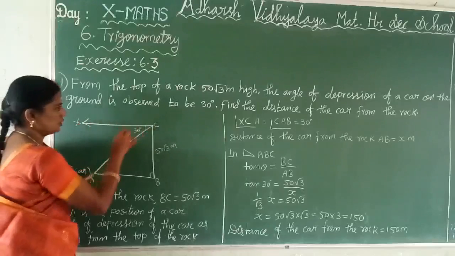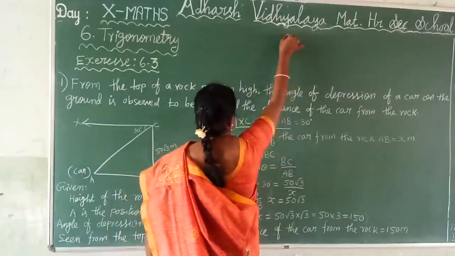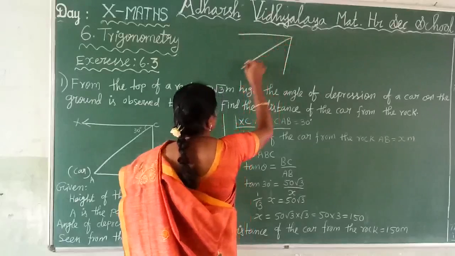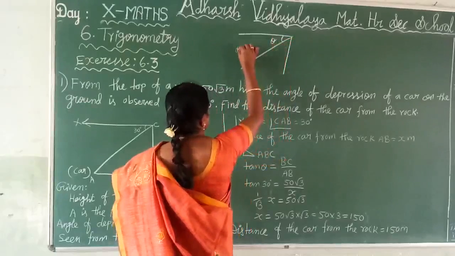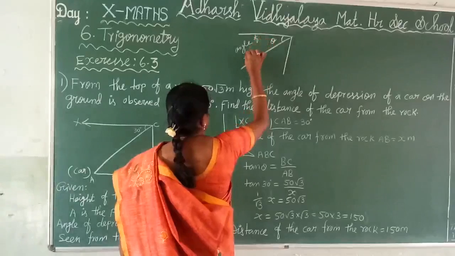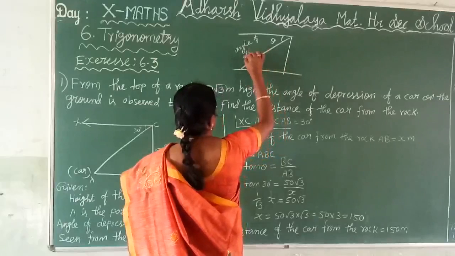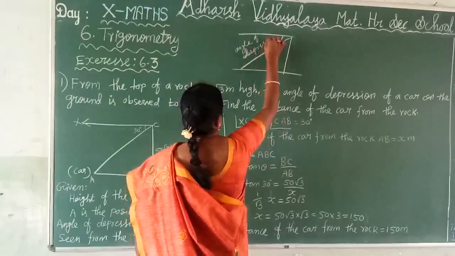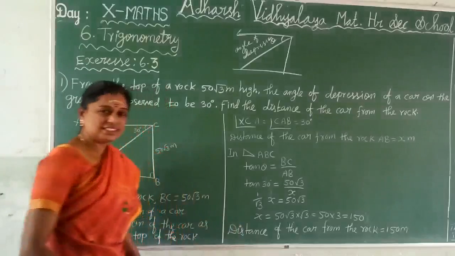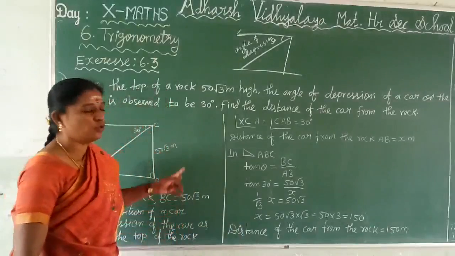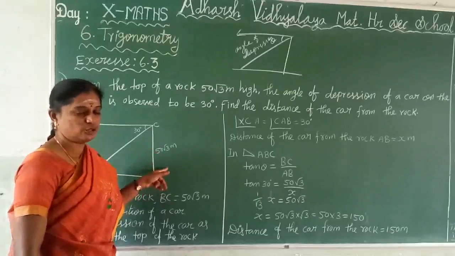Here mark it. We already saw the angle of depression. Here you take the horizontal line. Below the horizontal line is the angle of depression. This one is the ground. So this is the horizontal line, and below it is the angle of depression. Here, how do we make a right angle triangle and apply the trigonometric ratios?